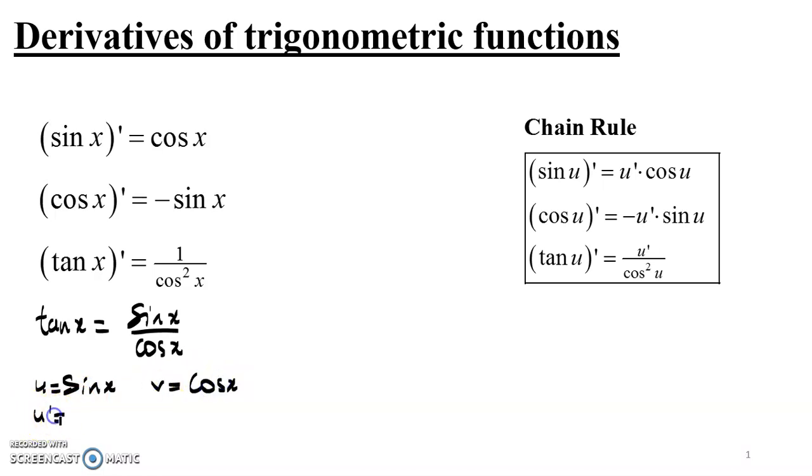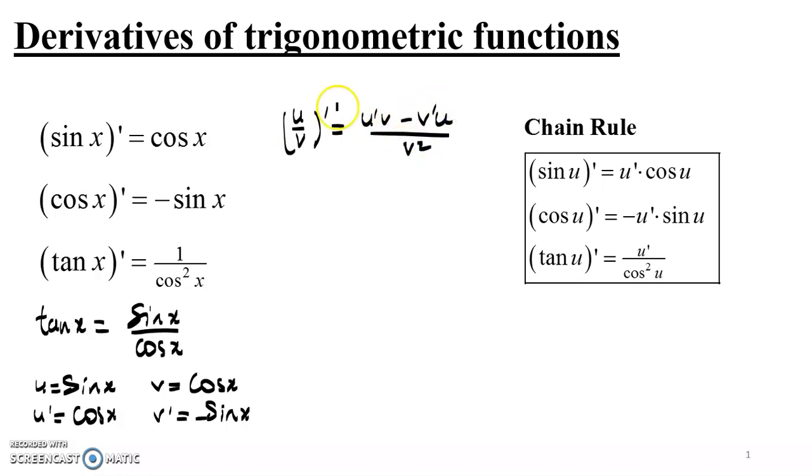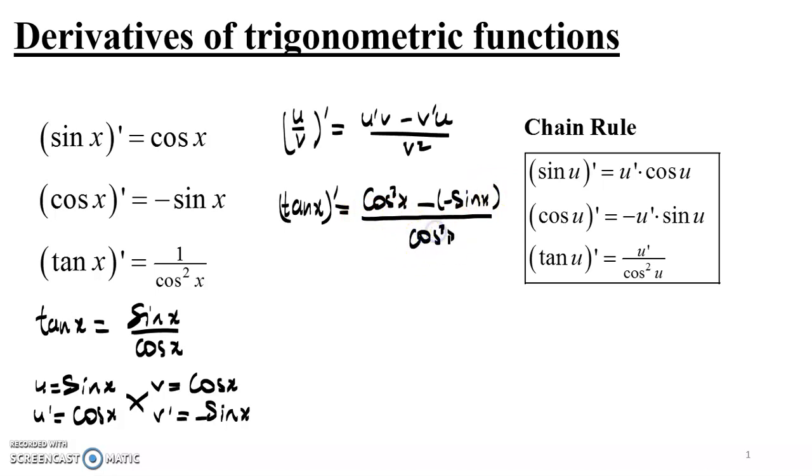So basically u prime here would actually be cosine x, since the derivative of sine is cosine, and v prime would be negative sine x, since the derivative of cosine is negative sine. Now we know that the derivative of u over v is u prime v minus v prime u over v squared. So which leaves me with the derivative of tan to be: u prime times v, this is cosine squared x, minus v prime times u, which is negative sine x, over v squared, which is cosine squared x.